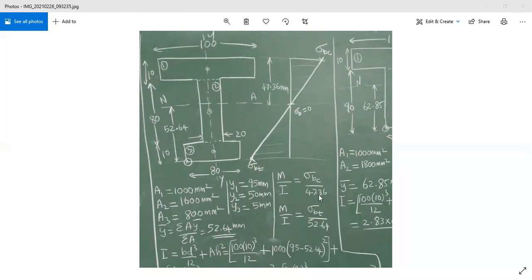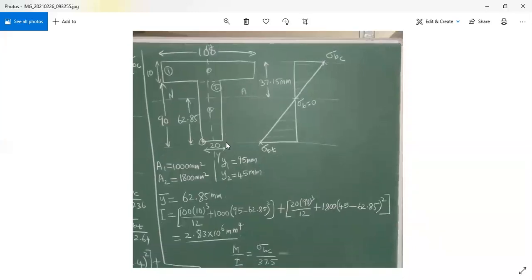I have taken this value 47.36. How have I obtained this? 100 minus 52.64 is 47.36 millimeter. So for sigma bc, M is given, I is known, just cross multiply and you will get sigma bc. Sigma bt, how will you find? I have to consider this y value 52.64. By cross multiplying it, I can get the value for bending stress, which is tensile in nature.